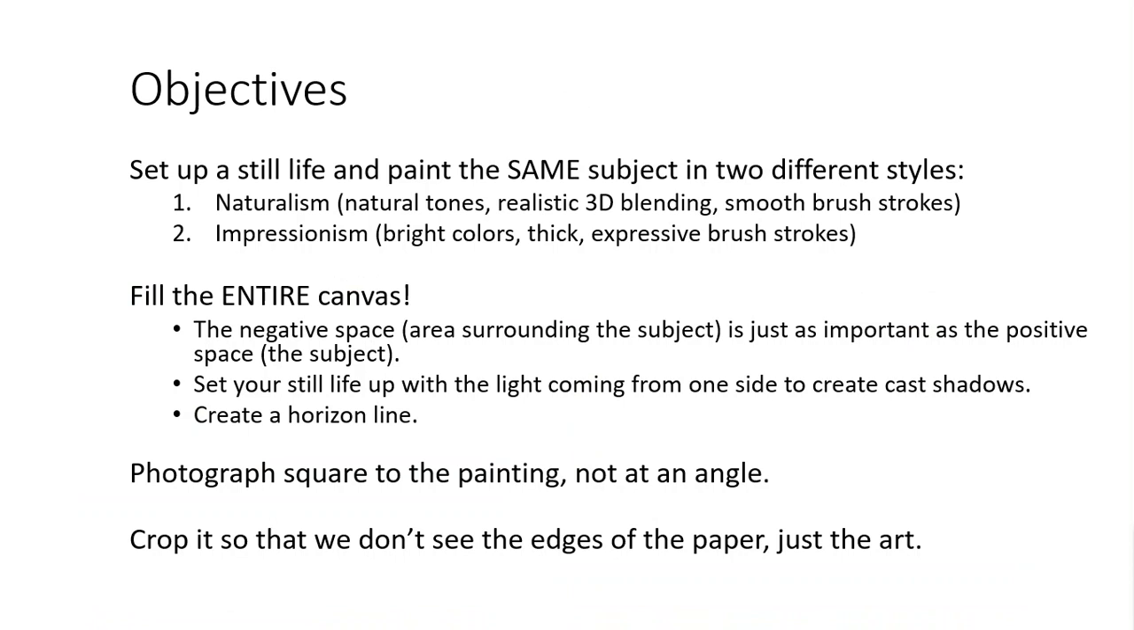Remember to fill the entire canvas, okay? The negative space, the area surrounding the subject, is just as important as the positive space, which is the subject. So you're going to set your still life up with the light coming from one side, just like you did with your Baroque bust when you did your chiaroscuro drawing. You want to set up some interesting lighting so you have some cast shadows, some deep shadows, some bright highlights.